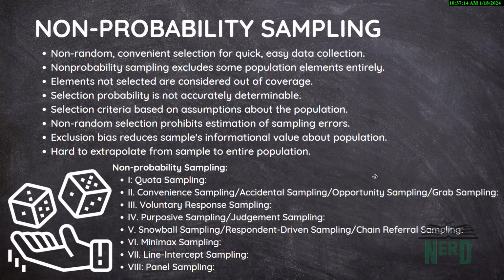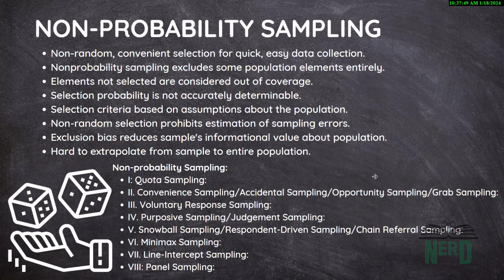Picture this: you're picking a team for a game, but instead of drawing names from a hat, you're just choosing whoever is closest to you or those you like. And that's non-probability sampling, guys. You're not giving everyone an equal shot at being picked. Some people, like those not in your immediate circle or those you don't notice, won't even stand a chance, right? We call these folks out of coverage or undercovered because they are just not on our radar, right?